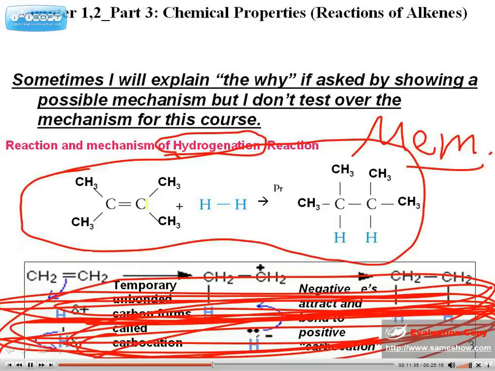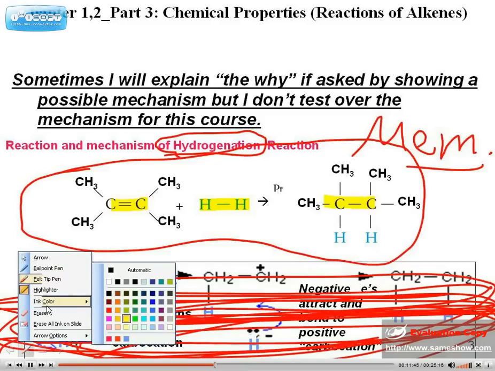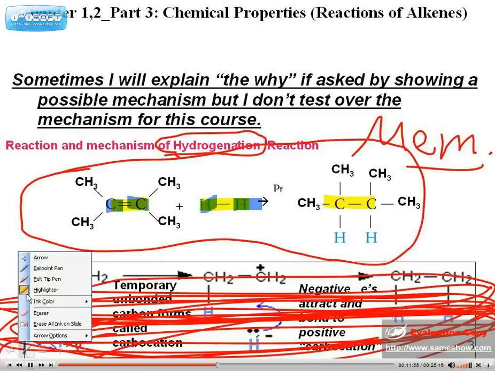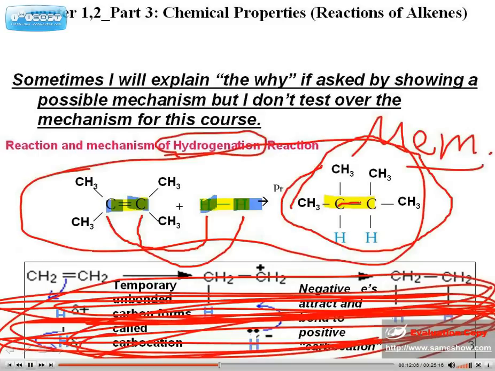Here's before. There's the alkene. Here are the hydrogen atoms. And then here's after. Let me use a different color. The bond's going to break here and here. And the bonds are going to break here and here. The hydrogen on the left is going to go to this carbon. The hydrogen on the right is going to go to this carbon. And voila, we have a single bond carbon-carbon with two hydrogens attached. Memorize how to come up with a pattern for the product.